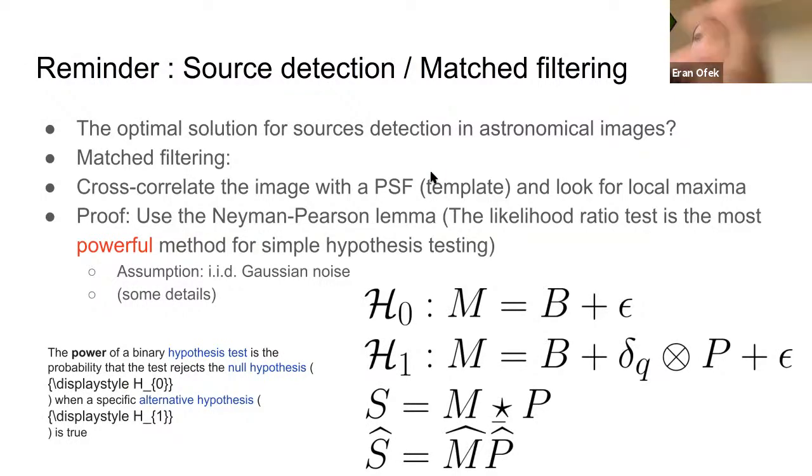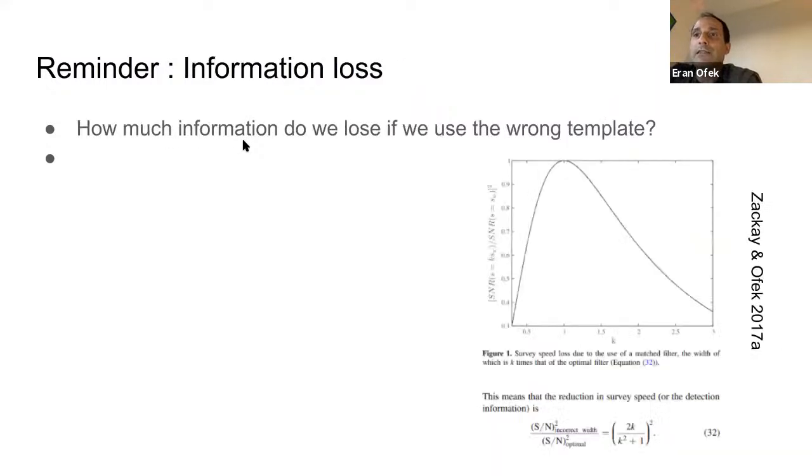If you apply this to these two hypotheses, derive the likelihood and calculate the likelihood ratio test, you get this result: the optimal statistic is basically cross-correlating the measured image M with the PSF P. And the nice feature is that if you go to Fourier space, the cross-correlation becomes multiplication with the complex conjugate. This is very powerful because we can use the fast Fourier transform, and this becomes extremely efficient to calculate. Next slide, please. This is of course used extensively in physics, from LIGO sources to sources in astronomical images.